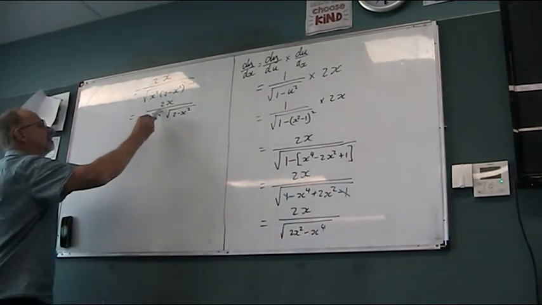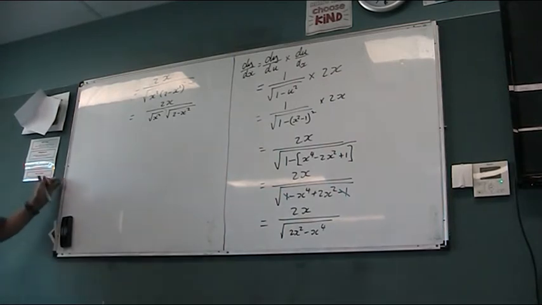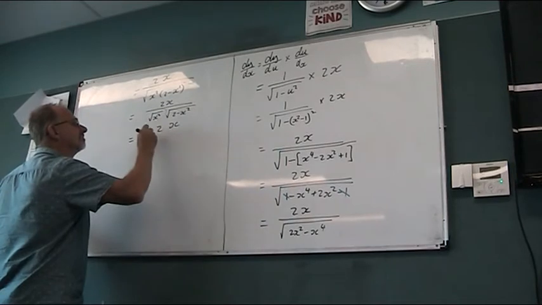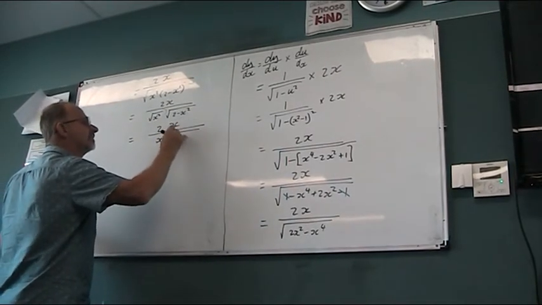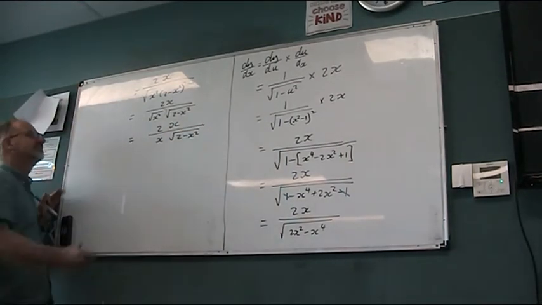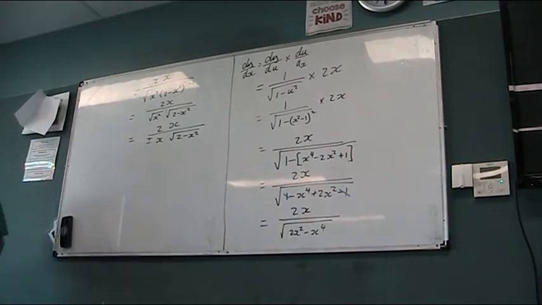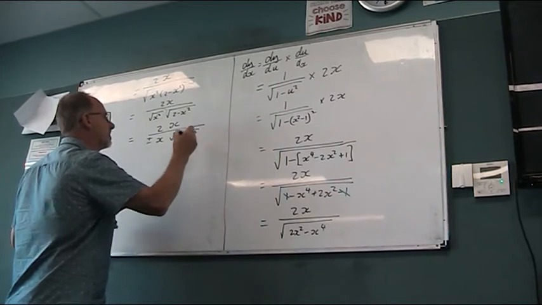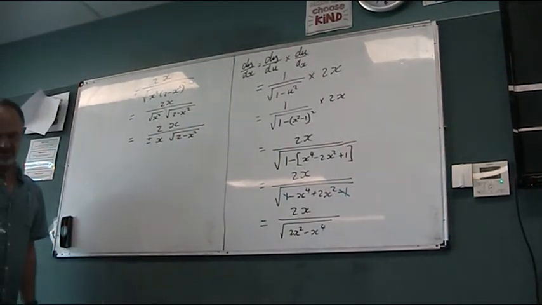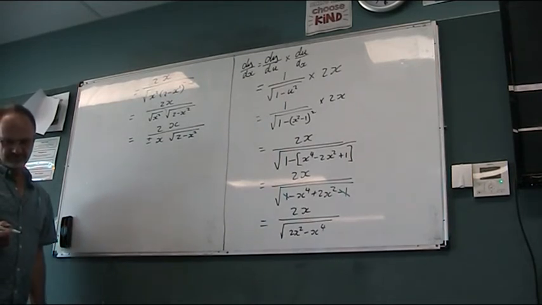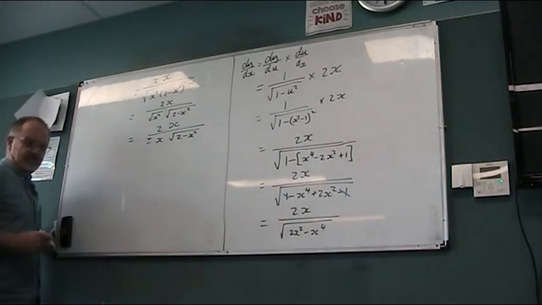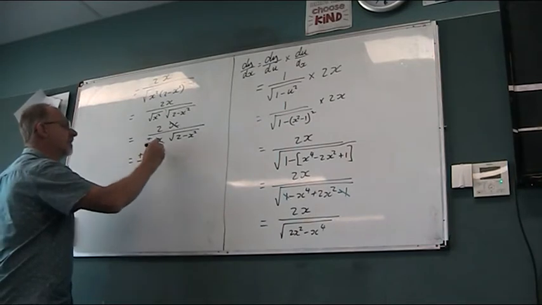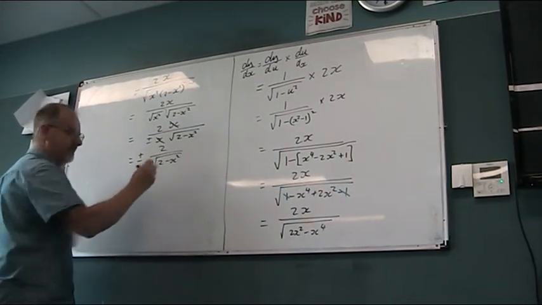Now, what's going to happen here when I square root x squared? What do I get? I'll get x, but do I need any more than that? Do I need plus and minus? Alright, so normally I would need plus and minus. So I've got the plus and minus there. Now what happens? Those x's cancel. So I've got plus and minus 2 over square root of 2 minus x squared.